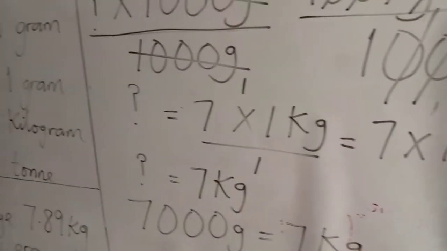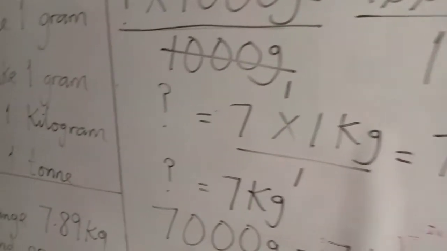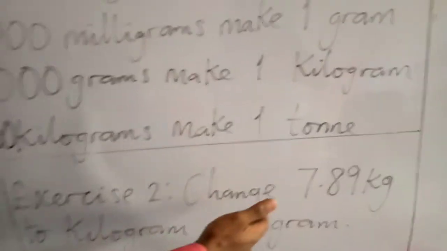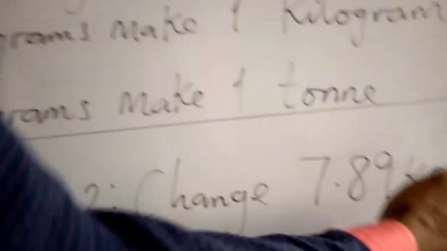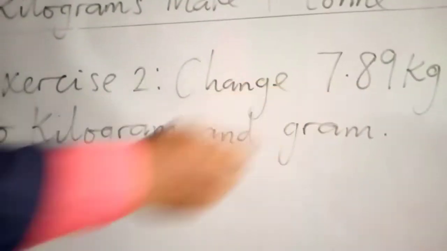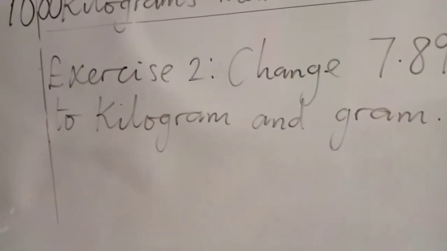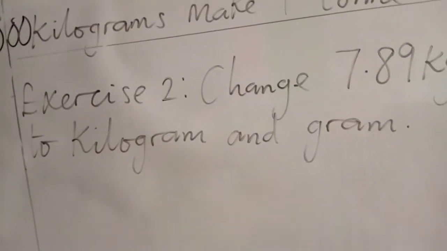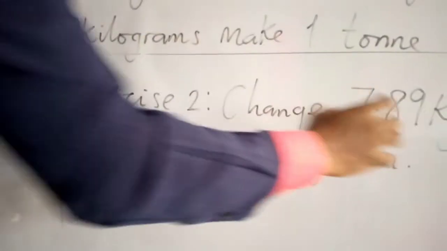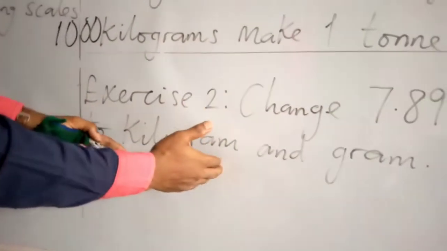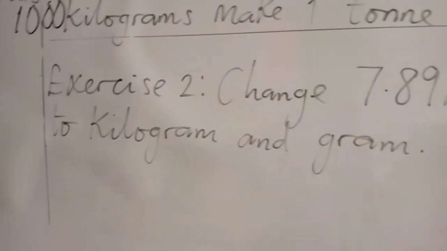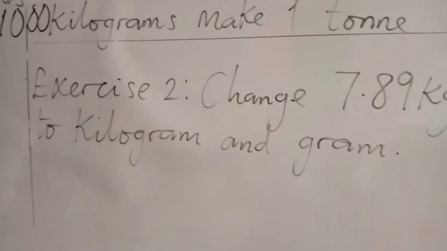Now we go to what? Exercise 2. Exercise 2 says that we should change 7.89 kilograms to kilogram and gram. That means in this one we must have both units in our figure. Remember we are asked to change kilogram to what? Kilogram and gram. So one thing you need to do is what? Is to separate these two.